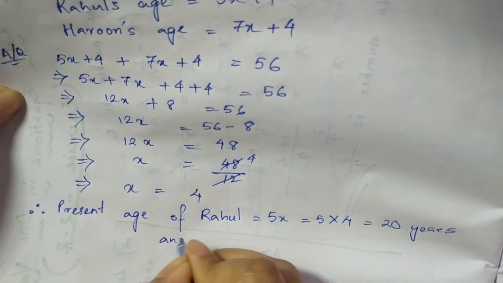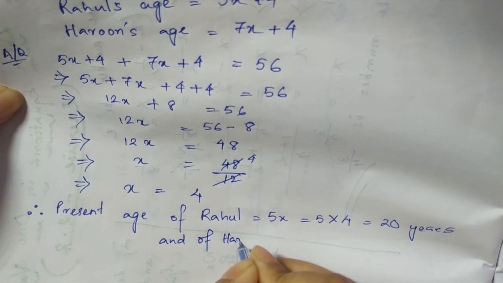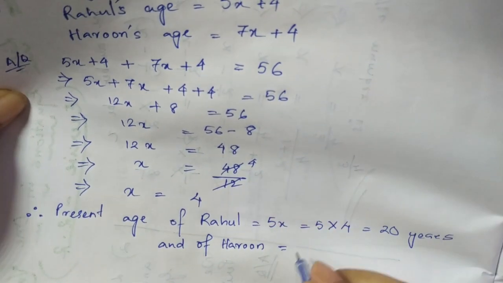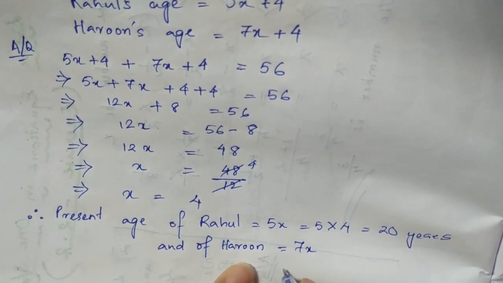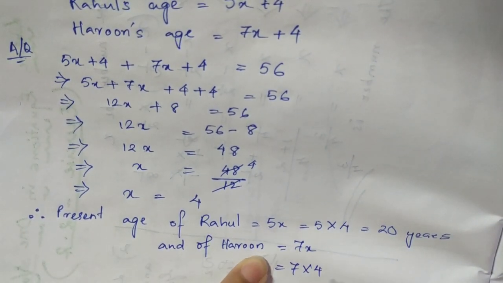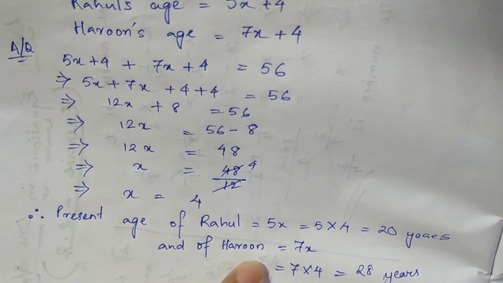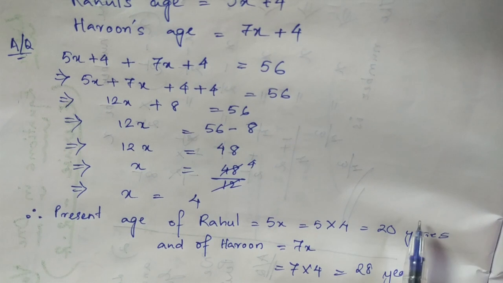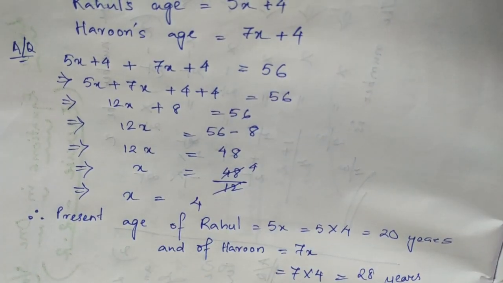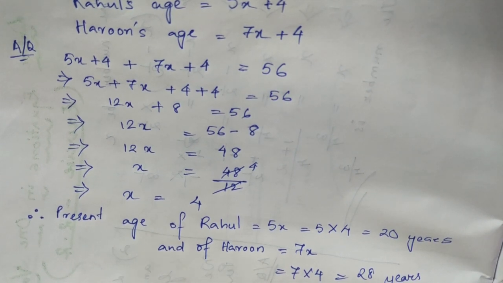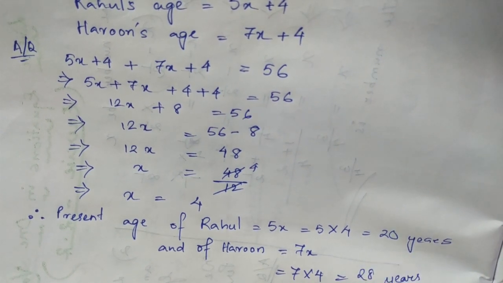And the age of Harun, which was considered as 7x, is 7 into 4, which is 28 years. So now we have found out their present ages. This is the present age of Rahul and this is the present age of Harun. So you do it this way. Try to read the question properly and find the statement or the equation, reading step by step, then you will not make any mistake. So let us move on to the next question now.